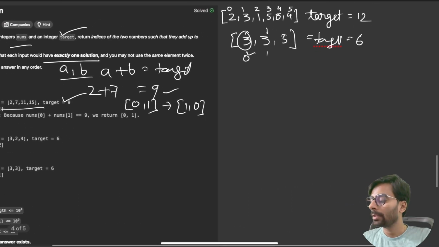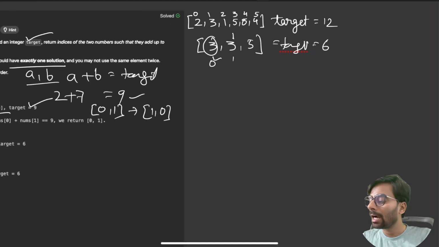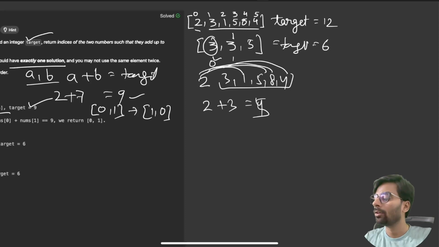So how can we solve it? The very intuitive way to solve this would be to start taking a number and try to see the combination with every other number. For this example, if I take 2, I can take all of these, 3, 1, 5, 8, 4, and see if it adds up to make this number. So we can take 2 plus 3, which is 5, and 2 plus 1, 2 plus 5, 2 plus 8, 2 plus 4. Any of these is not making 12, right? So we are not reaching it.